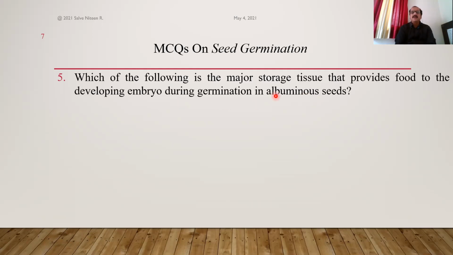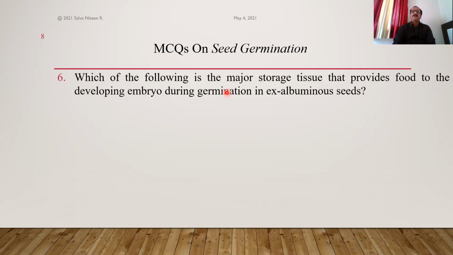So here the question is, where is the site of major storage tissue? Which tissue provides food material to the developing embryo during germination in albuminous seeds? That means in the case of endospermic seeds. Obviously, if you see the options, the answer is endosperm. This is the major storage tissue. Endosperm is the major storage tissue that provides food to the developing embryo during seed germination in albuminous or endospermic seeds. A, endosperm, is the answer.